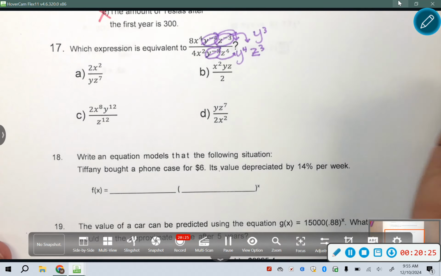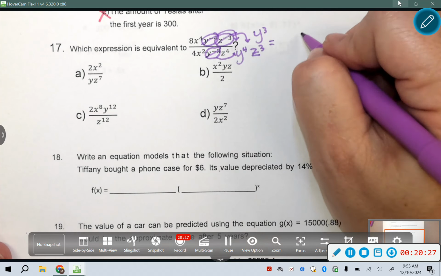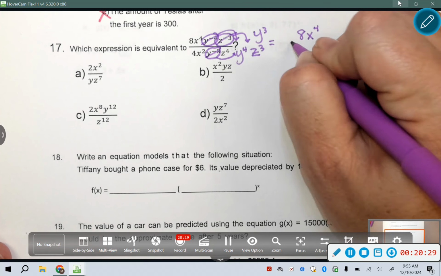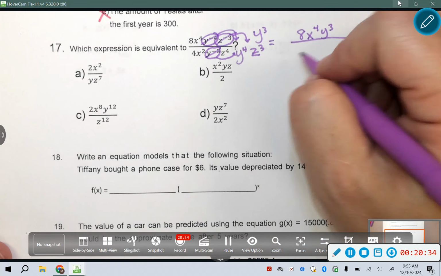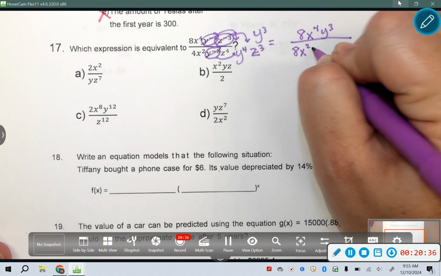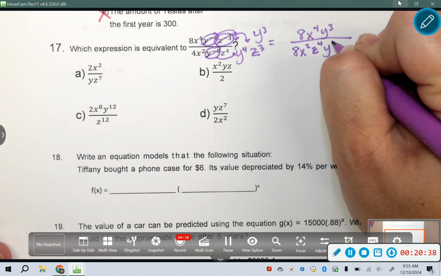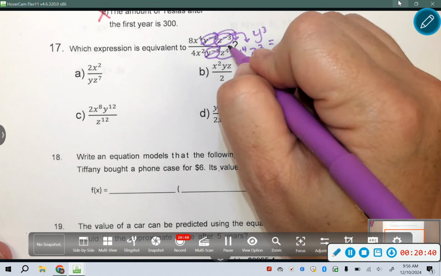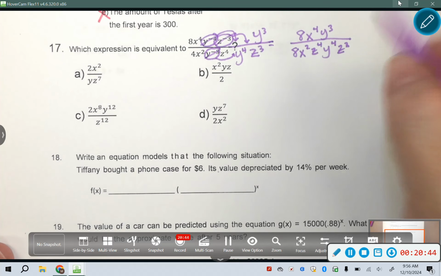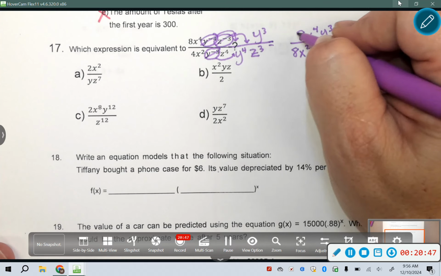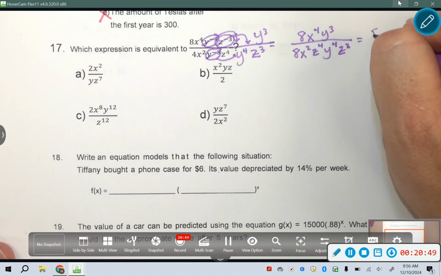And I'm going to rewrite this because this is a mess. So I have 8 x to the 4, which stayed, and I move that y to the third to the top. On the bottom, I have 8x squared z to the 4, y to the 4, z to the 3. And now I have to divide. Or actually, I'm going to start with multiplying. So first off, nothing on the top simplifies.